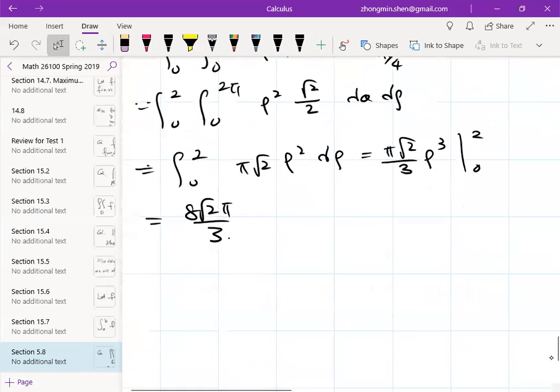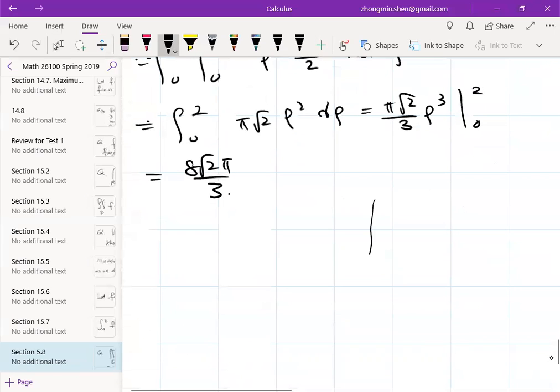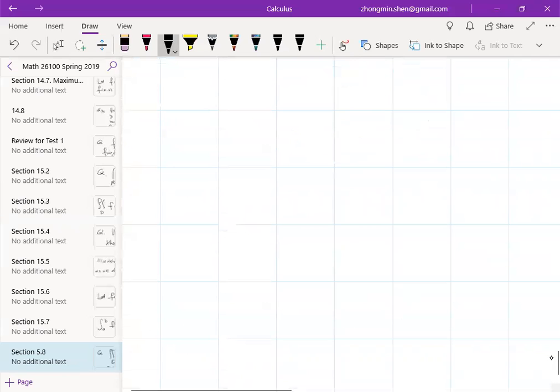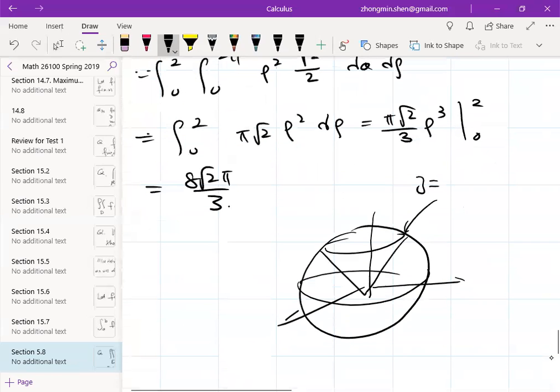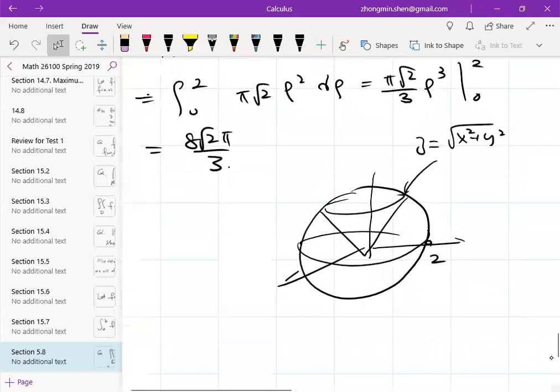Now, if you don't want to use spherical coordinates, can you work on that directly? This is a sphere. This is a cone, and the surface is z equals square root of x squared plus y squared. The cone is described by this equation, and this is going to be 2. How can I set up an integral for this volume?